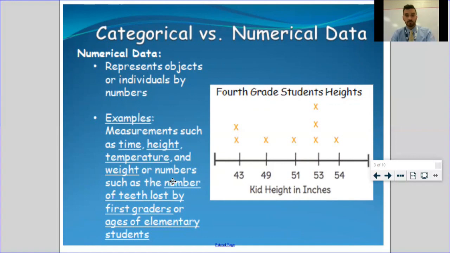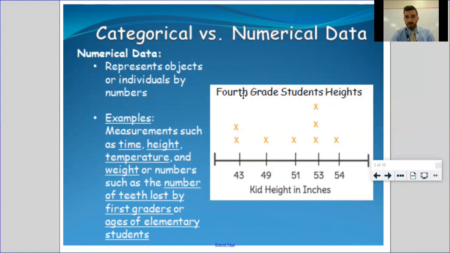And these are a few. There are an endless amount of examples. I got a couple more here. Number of teeth lost by first graders. It could be super basic or it could be super advanced. Anything that they're going to answer with a number.